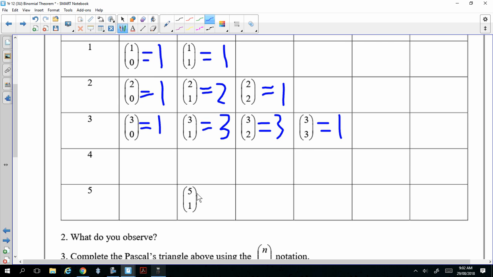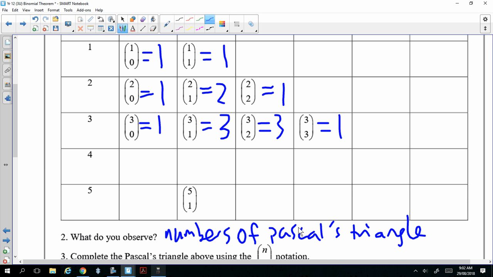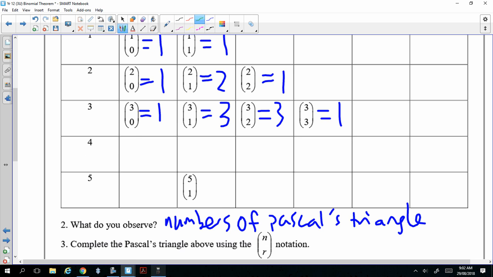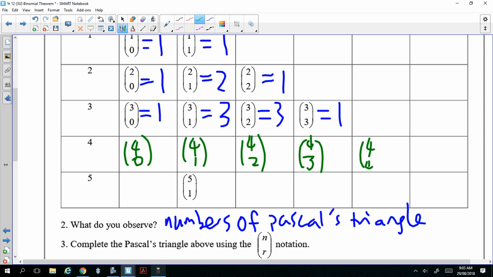What do you observe? They are the numbers of Pascal's triangle. Okay, good. So what I want you to do is complete the rest of the row. So the next row, you're going to write 4 0, 4 1, 4 2, 4 3, 4 4. Okay, work out what they're equal to. See if you still work for the next row. Page 11. See what they get.